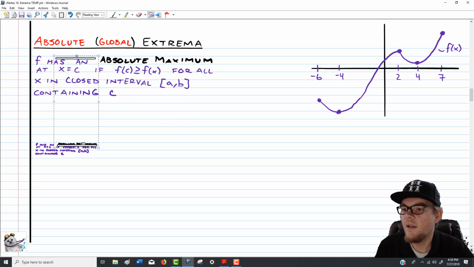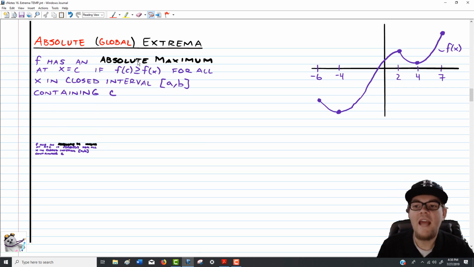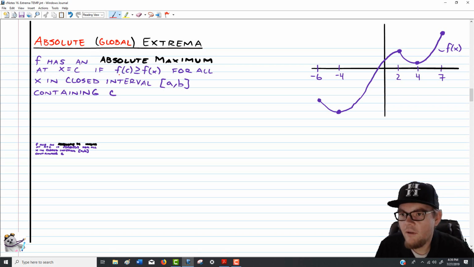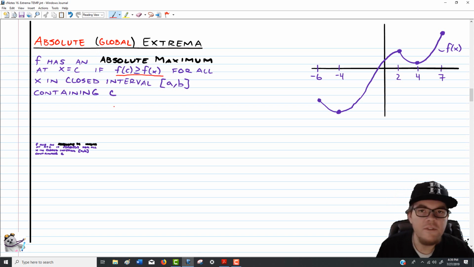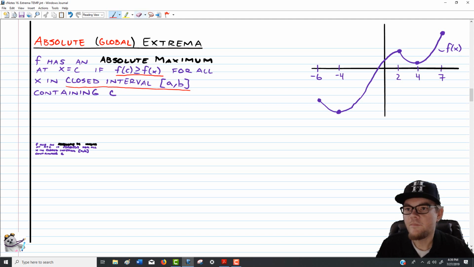It did not take my little line segment. Oh, that's too bad. Oh well. So it says here that f has an absolute, or global, maximum at x equals c if f of c is greater than or equal to f of x. Up till that point, you're like, this sounds exactly the same. f of c greater than or equal to f of x. We're saying f of c is the biggest y value for all x in the closed interval [a, b] containing c.